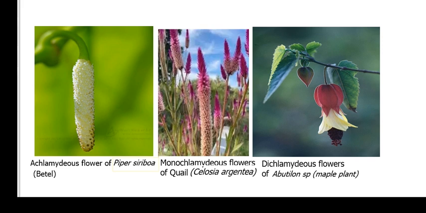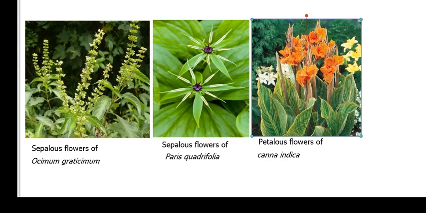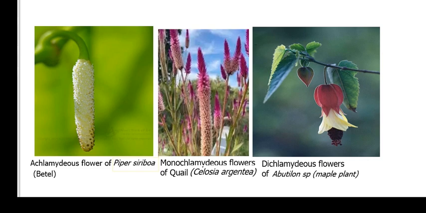Then a flower can be said to be achlamydeous, monochlamydeous, or dichlamydeous. Achlamydeous flower, the word a means absent. So achlamydeous flowers are flowers that lack both corolla and calyx. If it lacks both corolla and calyx, it is said to be a naked or achlamydeous flower, just as in the case of Piper betle, which is the betel, which happens to have naked flowers. The only thing you see there is just the gynoecium and androecium.